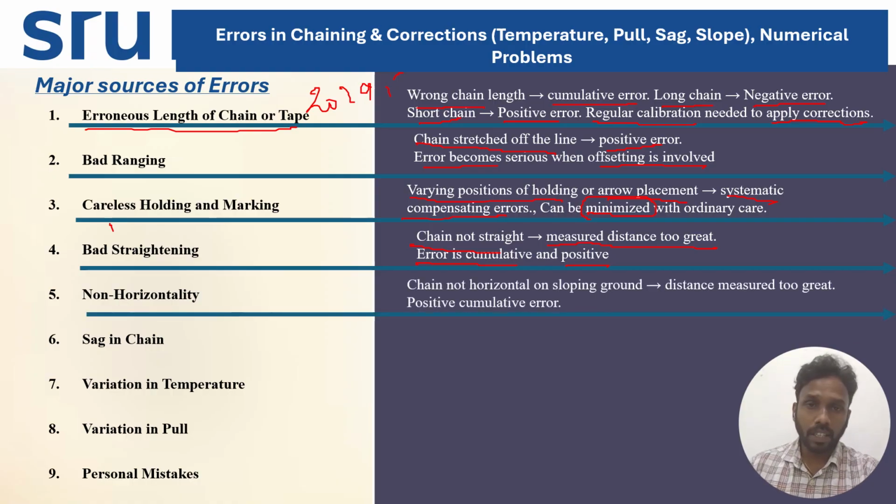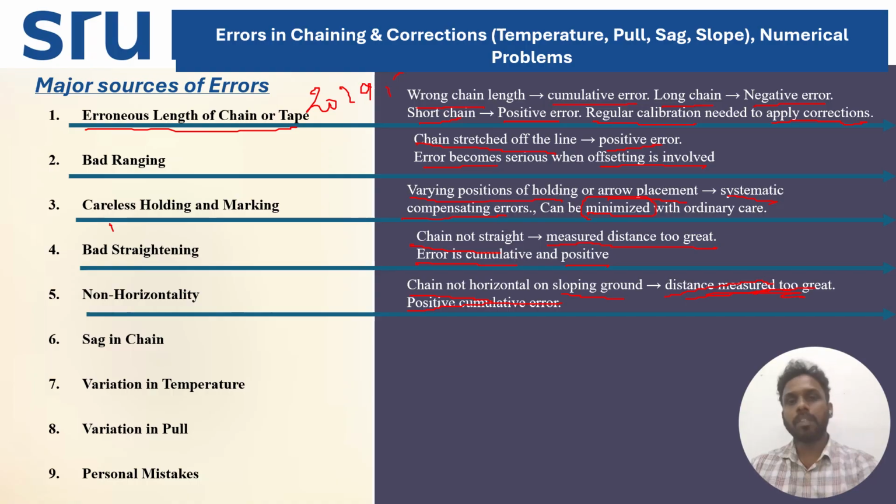Then non-horizontality. If a chain is on a sloping ground or not held in a horizontal position, that leads to erroneous reading, right? So the distance measured will be too great. So the distance you are measuring will be too great in these cases. So this will be a positive cumulative error. This is similar to your cumulative error because your chain is not horizontal.